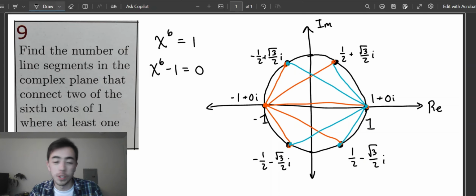So we just kind of made a fun little connecty graph with dots, or vertices, and edges, basically. And that's the picture. There's 9 of those line segments that connect the 6th roots of unity.